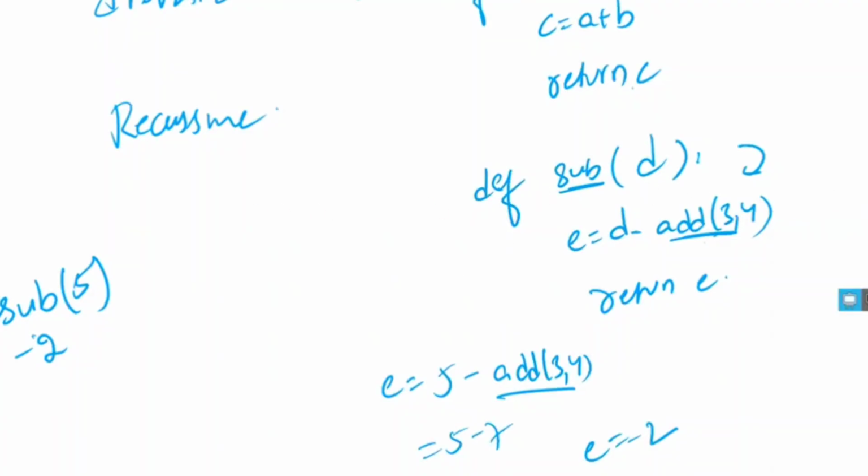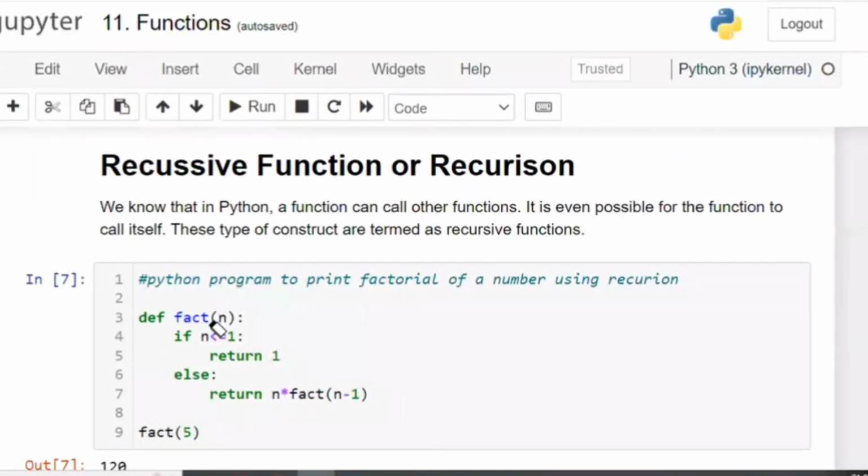Whereas a recursive function means whatever you have created, the same function you are going to call inside it is called a recursive function. Example is factorial. N factorial is equal to n into n minus 1 factorial. I am asking what is the meaning of factorial, and again you are saying the answer is also factorial. Output also factorial only. This is called a recursive function.